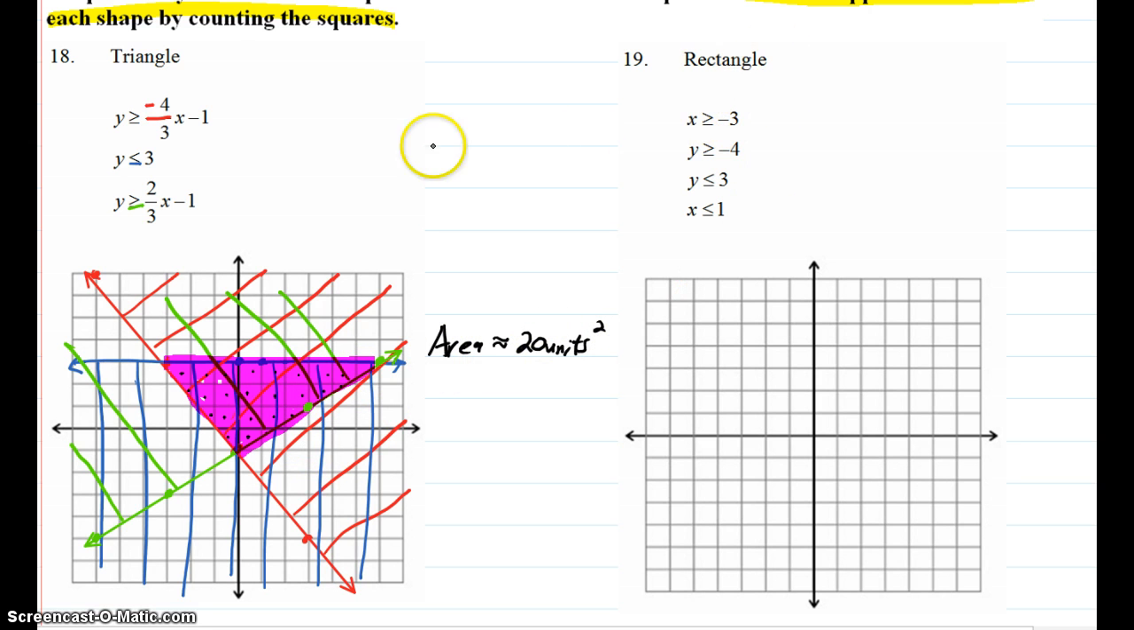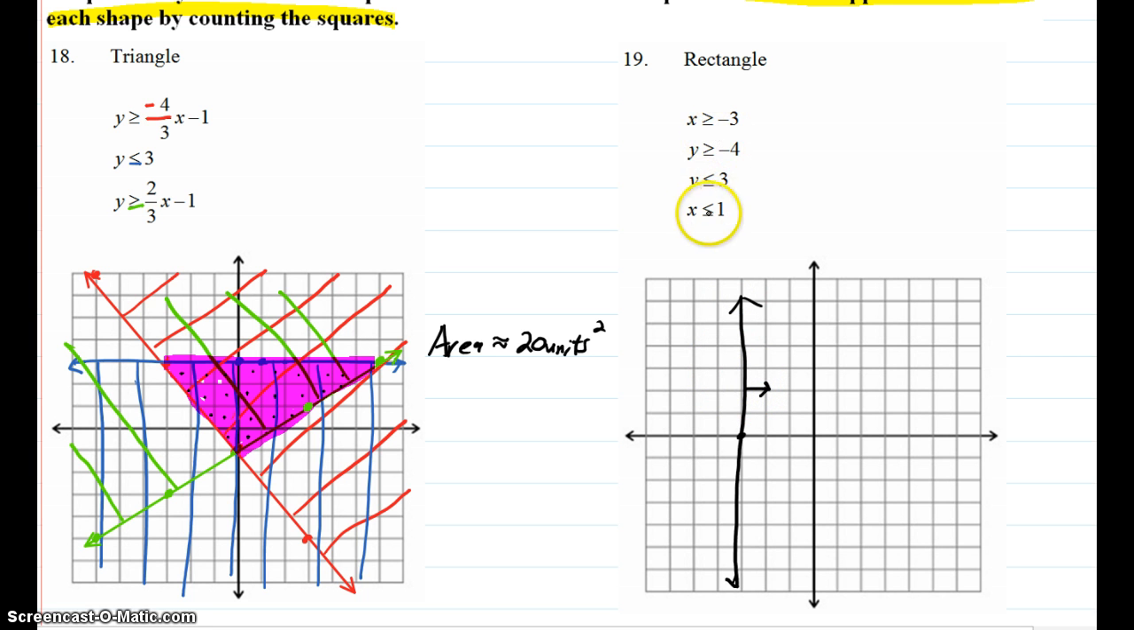Alright, for number 19, we're going to graph the rectangle. Our first one is x is greater than or equal to -3. Since it's just x, it touches the x-axis at -3. So it's going to be a vertical line going here. And greater than, we'll be shading this way.